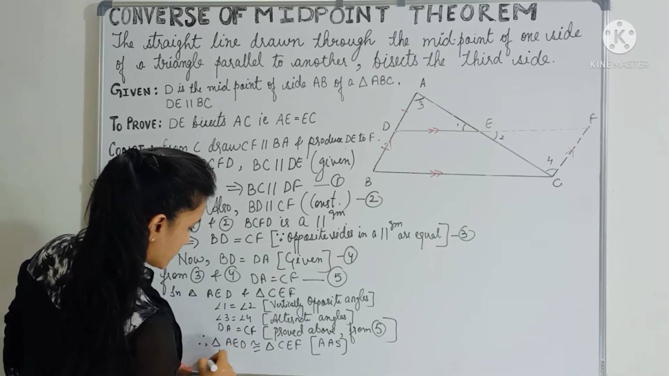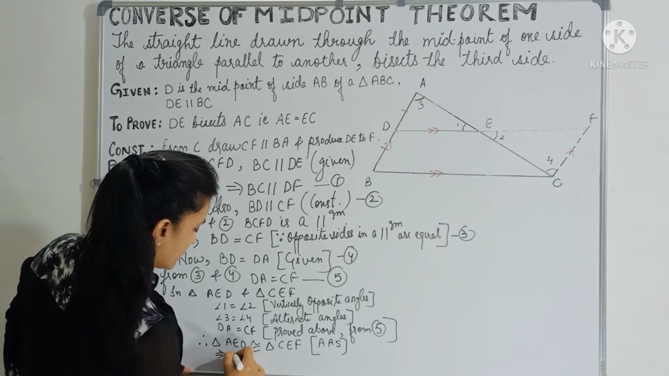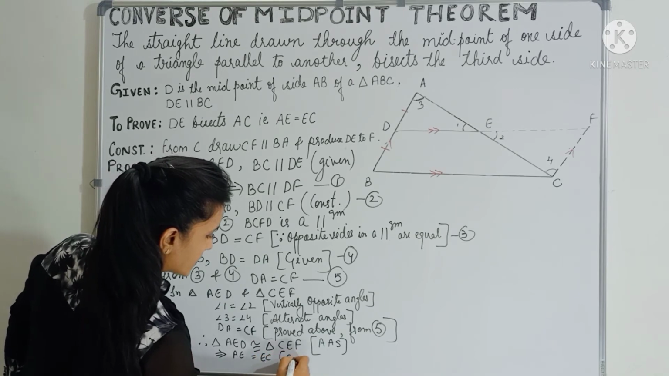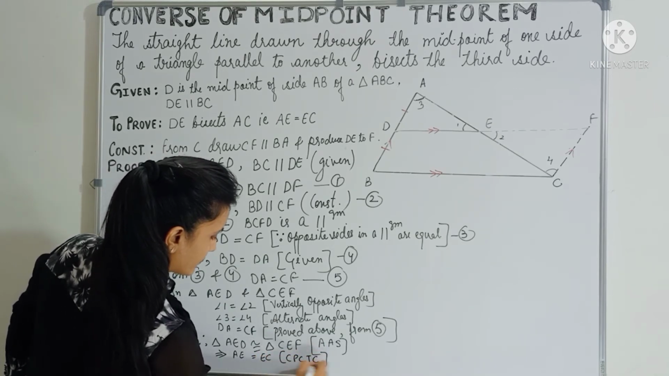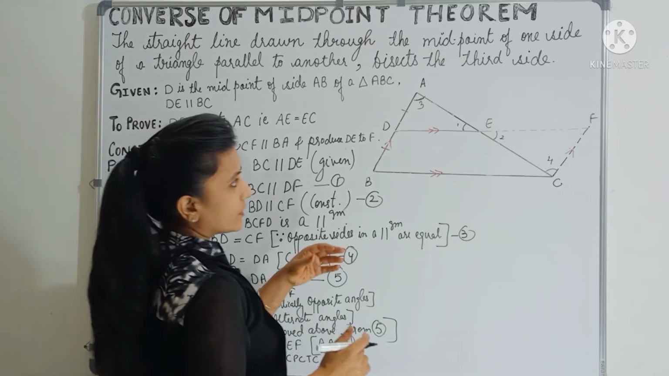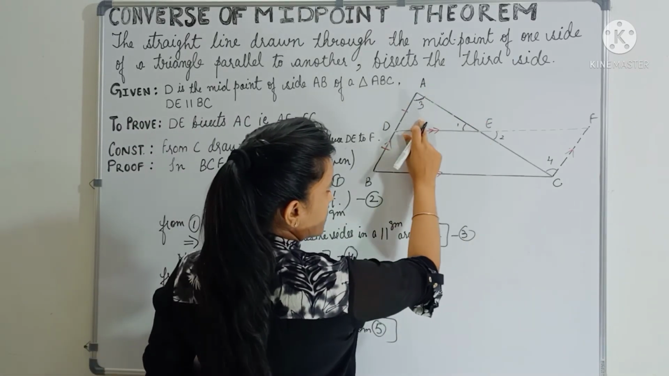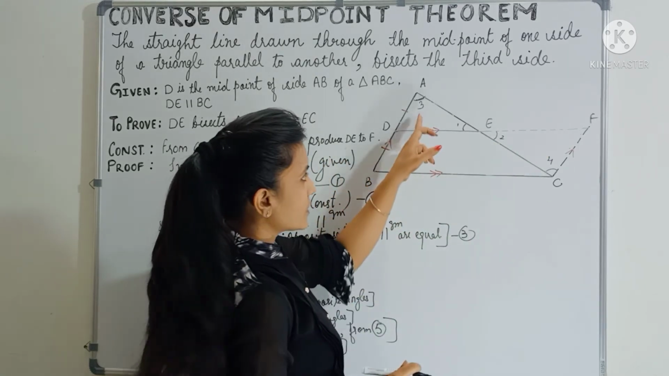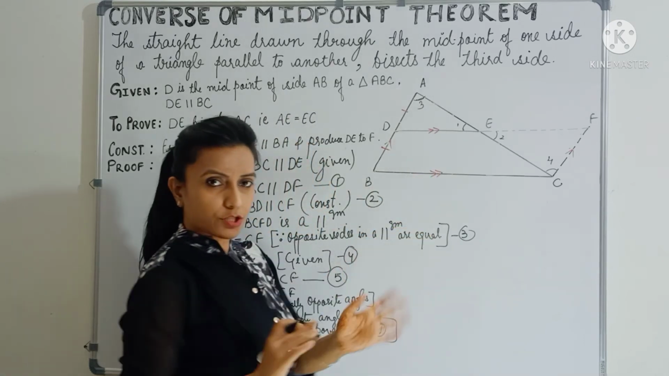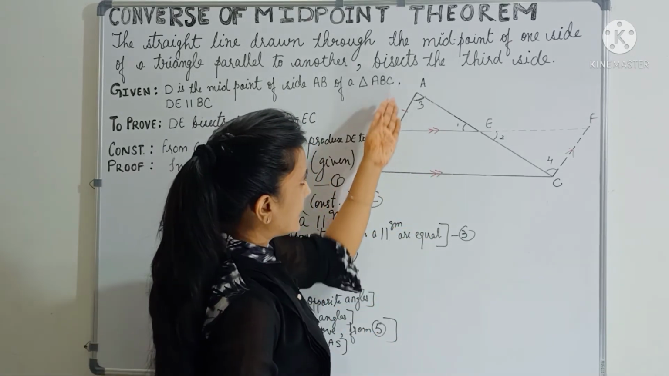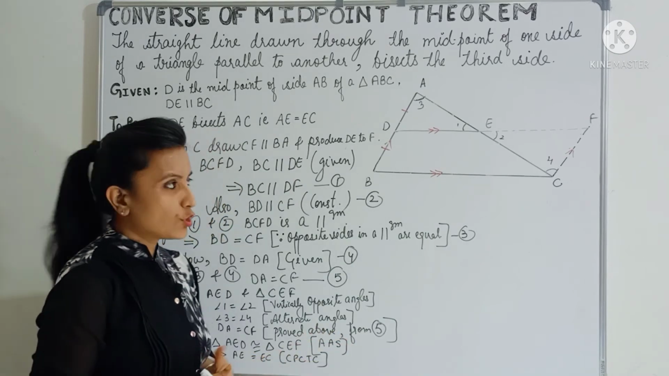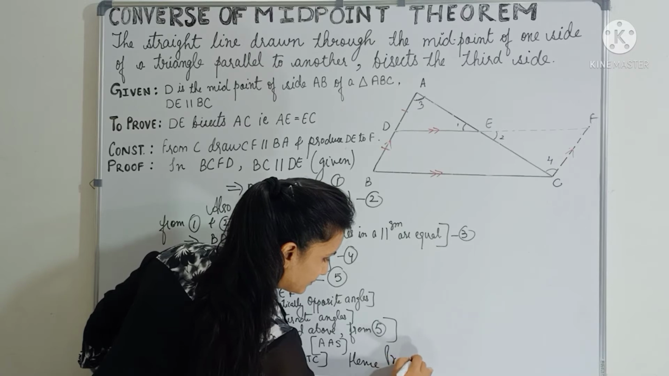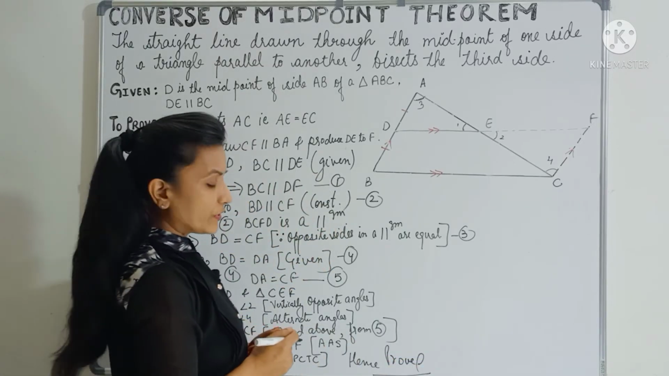So can I say that this implies AE is equal to EC by CPCTC, right? Because AE is a part of this triangle and EC is a part of the other triangle. Once I show that these two triangles are congruent, their corresponding parts will be equal. So I showed that AE is equal to EC. So that's it, your proof is done. Hence proved. I hope it is clear to everyone.